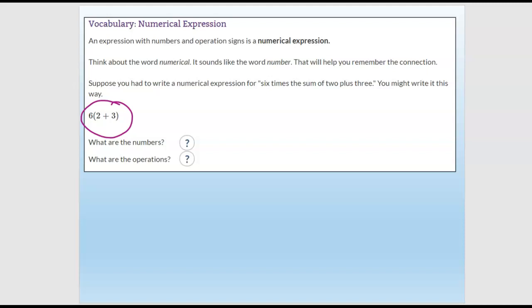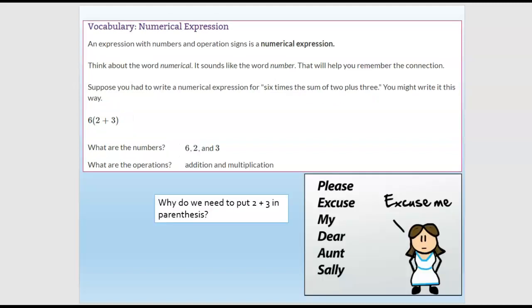There are a couple of different ways you might read this out loud. You can say 6 times the sum of 2 plus 3. That indicates that the sum of 2 plus 3 is a separate thing here. 6 times that whole thing. And you would write it like that. So why do we need to put 2 and 3 in?